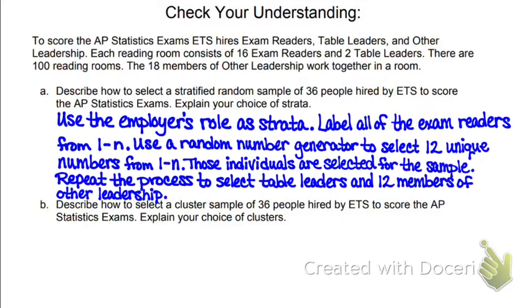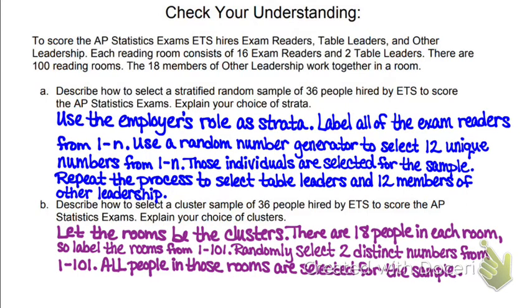The rooms. How many rooms are there total? 100 rooms. How many people are in each room? 18 people are in each room. 16 readers, 2 table leaders in the regular reading rooms, or the 18 members of leadership. We want to get how many people total in our sample? 36. So if we let each of these rooms be our clusters, how many rooms would we want to select if we want to get 36 people? 2 rooms. Because remember, there's 18 people in each room.